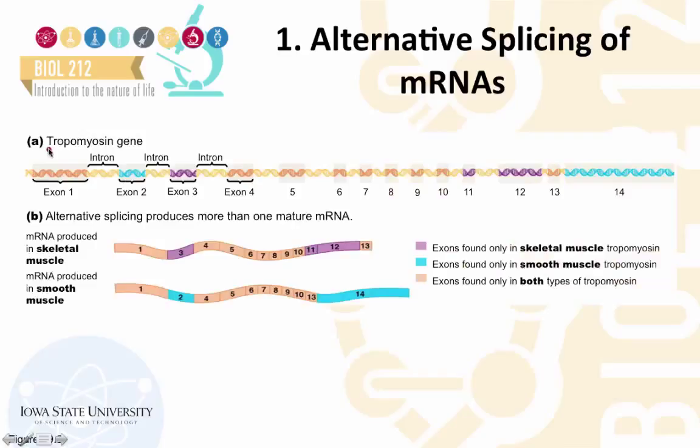If we look at the gene for tropomyosin, a protein present inside muscle cells, we see that it contains several exons as well as introns that will later be removed from the mRNA transcript. Once this primary mRNA transcript is made, it can be processed in multiple ways, leading to the removal of certain exons in addition to introns, generating slightly different mRNA transcripts that will lead to the synthesis of slightly different tropomyosin proteins depending upon whether it is a skeletal muscle cell or a smooth muscle cell.